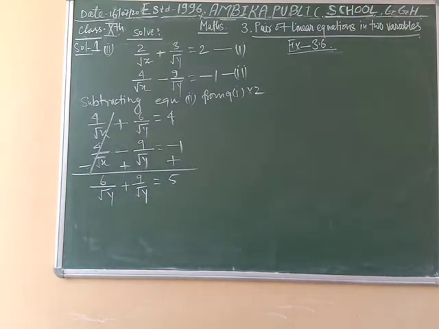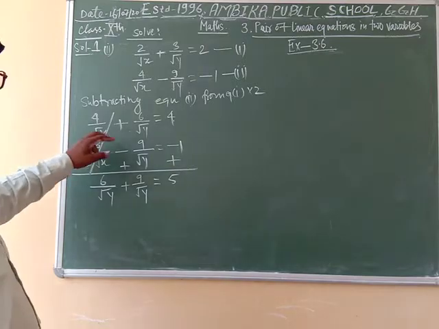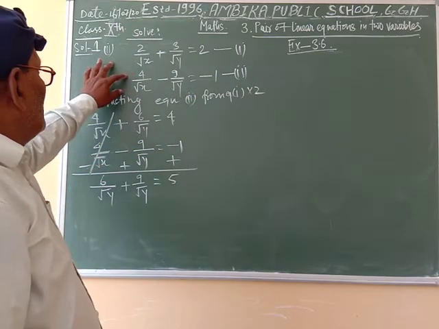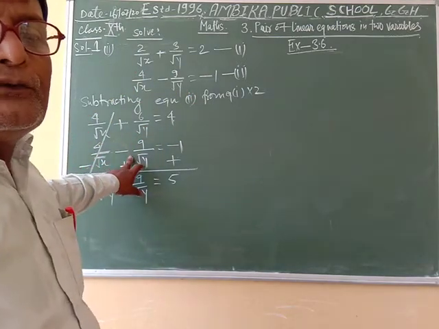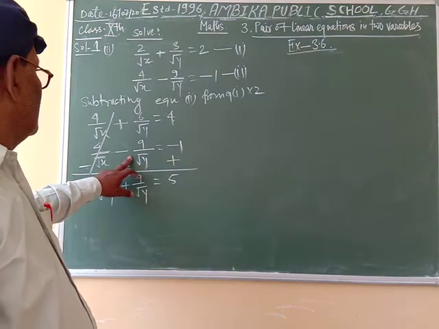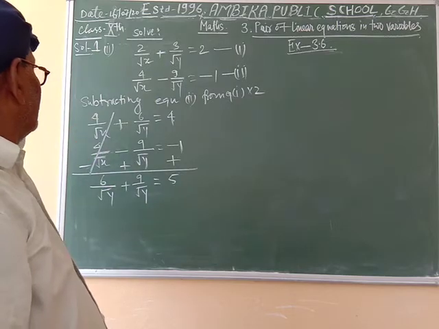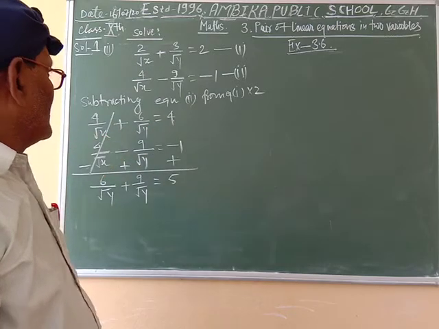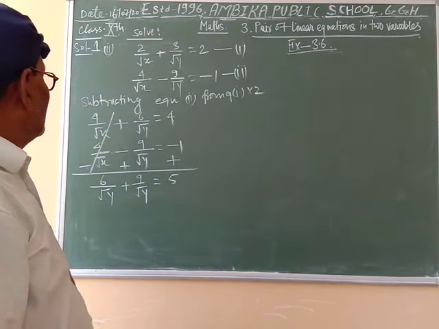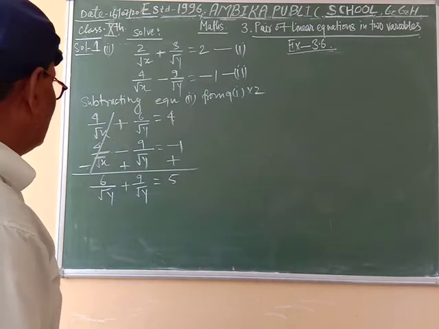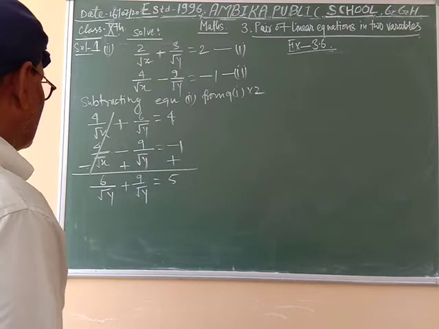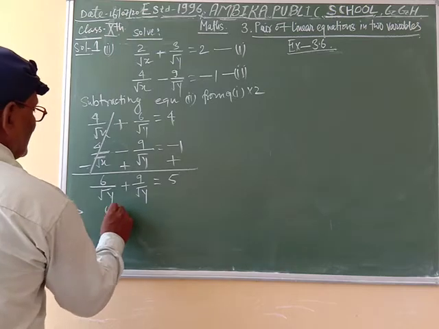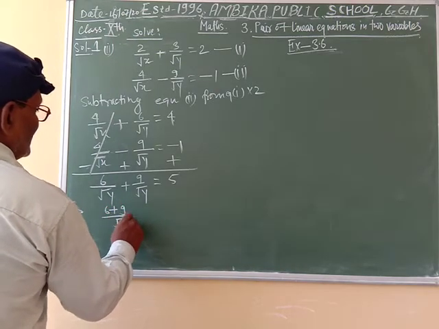Subtracting equation 2 from equation 1 into 2, 4 by root x plus 6 by root y is equal to 4, and equation number 2, 4 by root x minus 9 by root y is equal to minus 1, sign change, 6 by root y plus 9 by root y is equal to 4 plus 1 is equal to 5. So 6 plus 9 by root y is equal to 5.